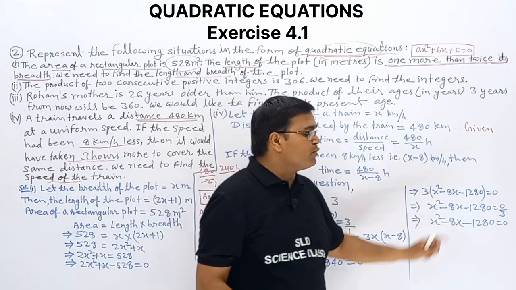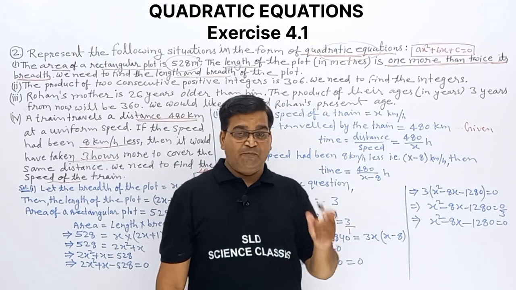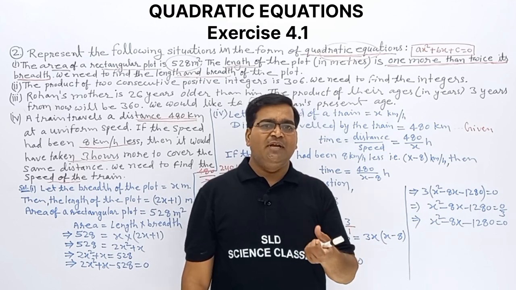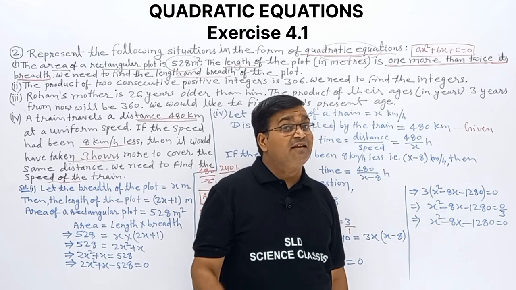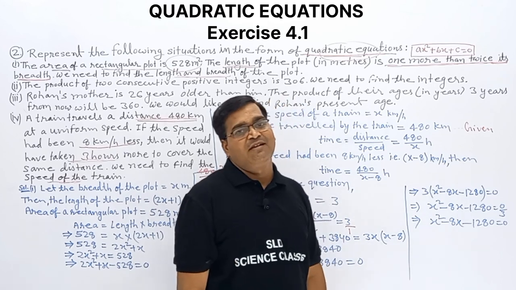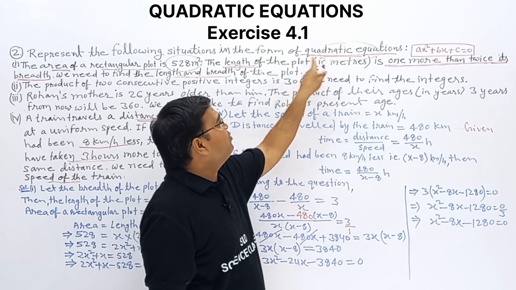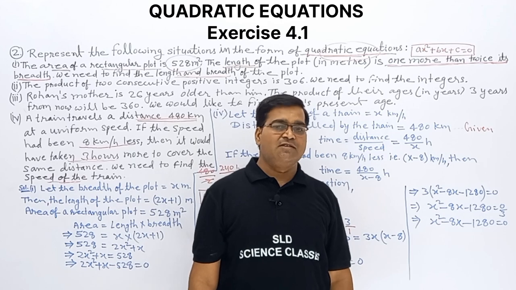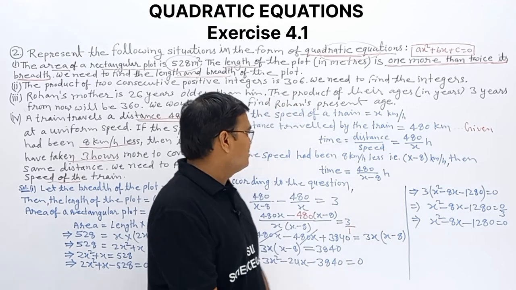Once we solve this question, already you know the solution of factorizing quadratic equations or quadratic polynomials. You factorize this one, you get the value of x, and that will be the speed of a train. But in these questions we want the quadratic equation. So this is the answer of this question. Are you getting? Easy question.